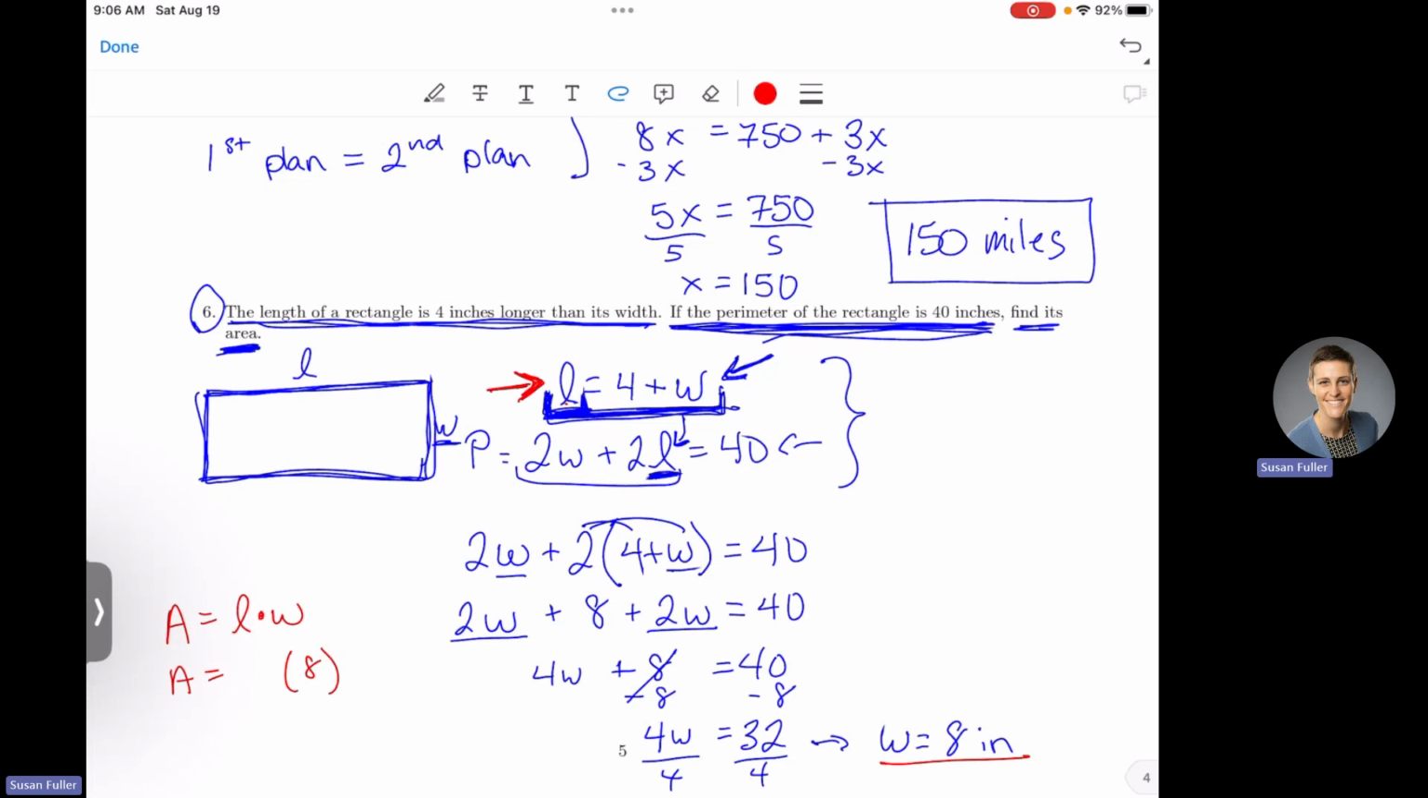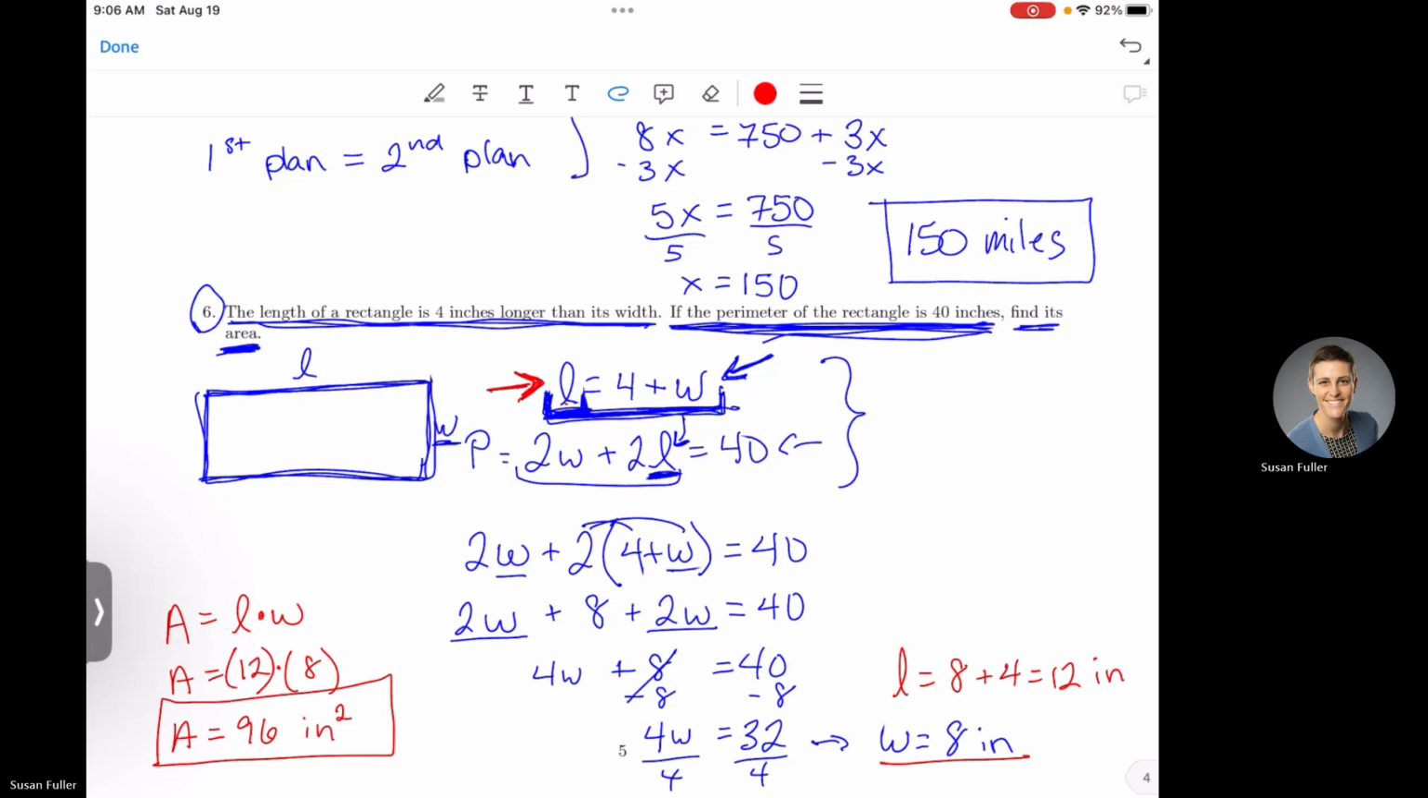So since my width is 8 inches, that means my length is 8 inches plus another 4 inches, which is 12 inches. So now I can take that and plug it in here. So my area is going to be my length of 12 inches times my width of 8 inches, which means my area is 96 square inches because inches times inches is inches squared. That is the area of my rectangle.